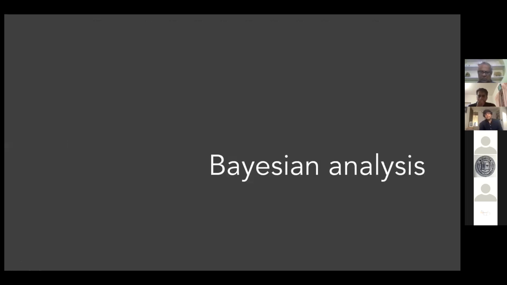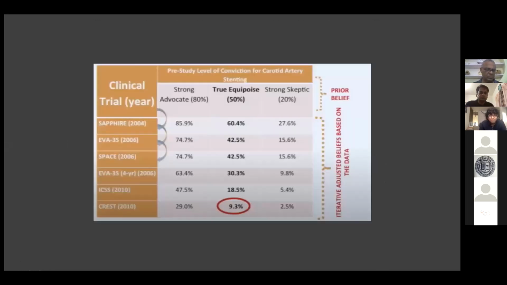Now, before I go on to the nitty-gritties of the procedure, I'm quite fond of subjecting research to Bayesian analysis, which is a kind of long-form research. This is an interesting table, which will tell you, based on all the evidence we have from all these trials, and this is entirely about carotid artery stenting, let's say SAPPHIRE was a trial that actually favored carotid artery stenting.